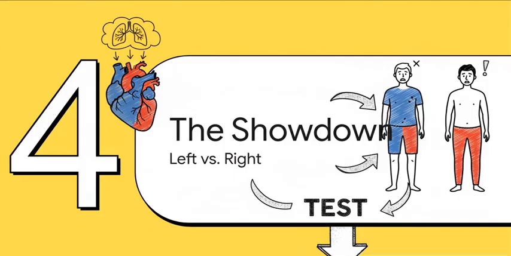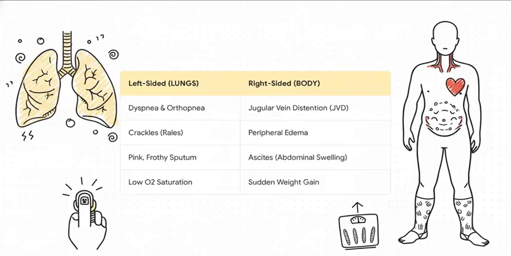All right, this next part is so important. We are going to put everything side by side to really make the difference crystal clear. This is absolutely a must-know for the test. Let's walk through this together, nice and slow. On the left side, it's all about the lungs. So we see dyspnea, crackles, that pink frothy sputum, and low O2. Now on the right side, it rocks the body. So we see JVD, peripheral edema, ascites, and that sudden weight gain.